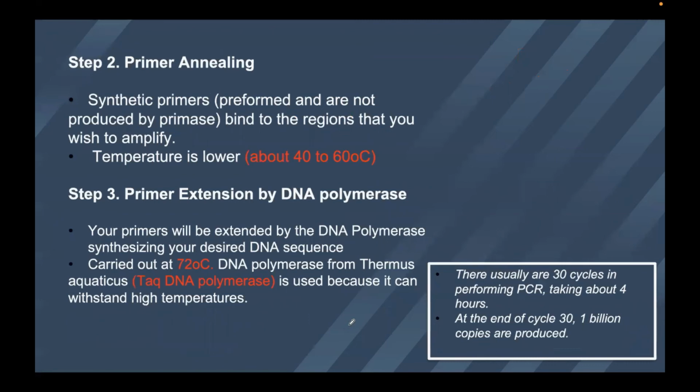On your step number 2, the primer annealing. The synthetic primers, which are performed and not produced by primase, bind to the regions that you wish to amplify. Pakitandaan yung keyword amplify. The temperature is lower, about 40 to 60 degrees Celsius. So from 95 degrees, ibababa na natin yung temperature sa annealing natin sa 40 to 60 degrees Celsius. And then on your step number 3, the primer extension by DNA polymerase, your primers will be extended by DNA polymerase, synthesizing your desired DNA sequence. It is carried out at 72 degrees Celsius. Pakitandaan, the DNA polymerase from Thermus aquaticus, it is your Taq DNA polymerase, is used because it can withstand high temperature.